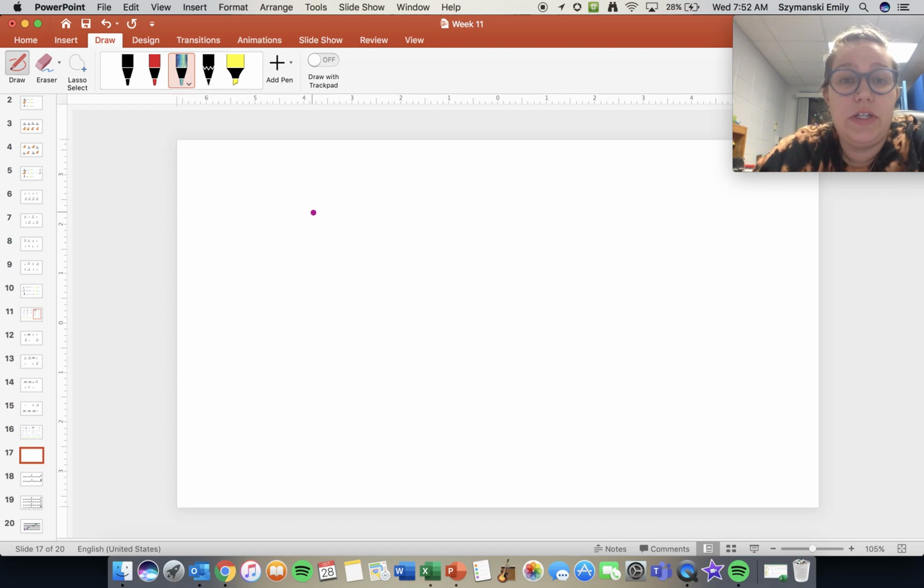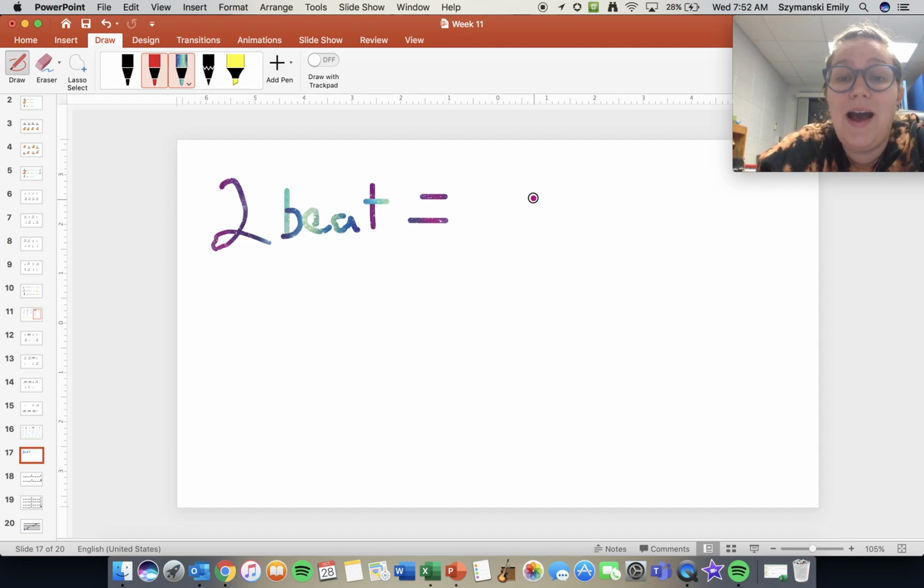So the first thing you need to realize is if it is a 2-beat note, like the half note, it is an open circle with a stem. It's not colored in, okay? All of the things that are one beat are colored in, and it absolutely makes a difference.